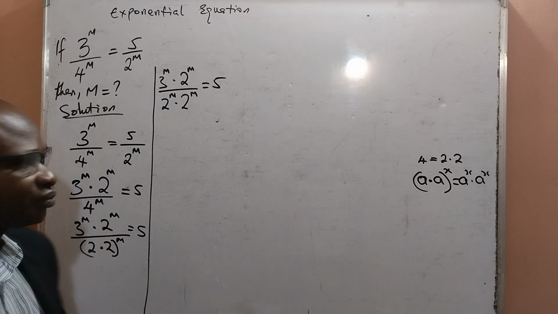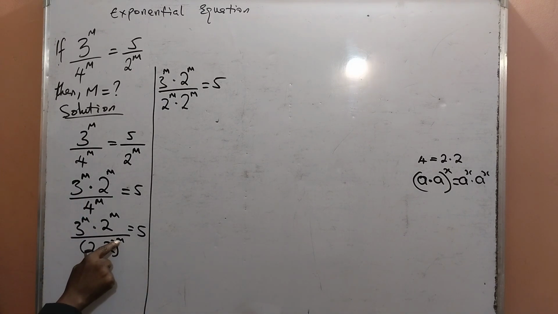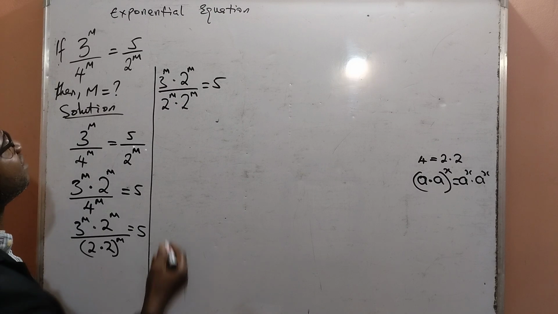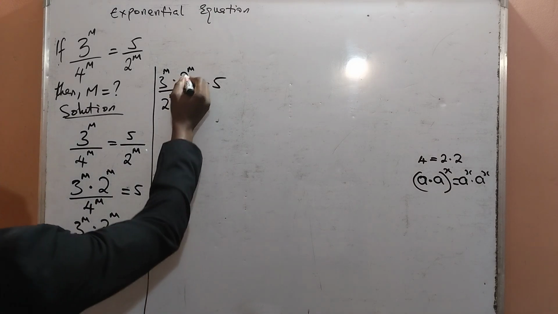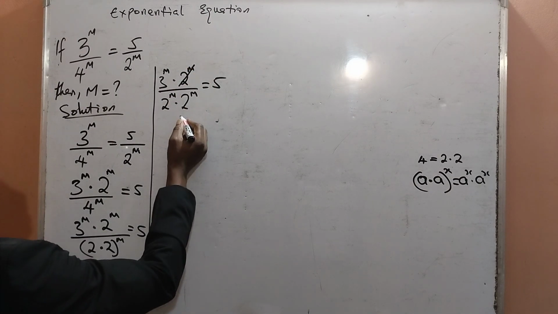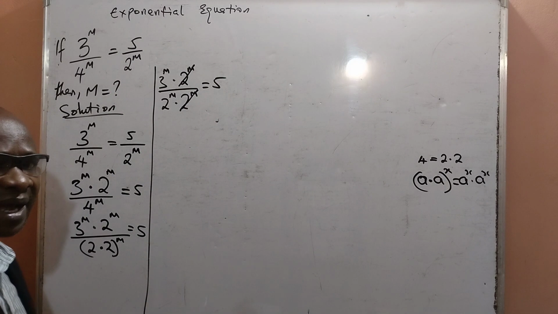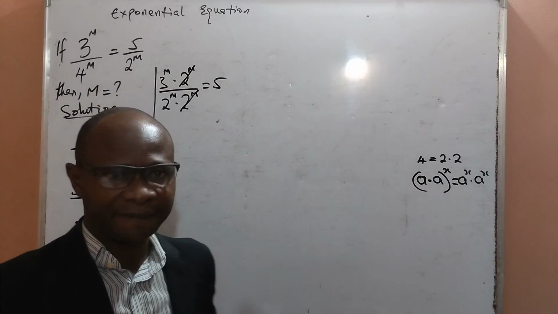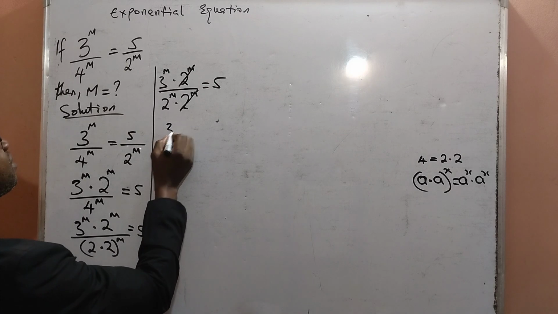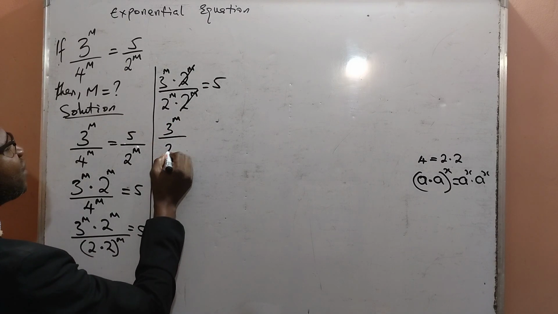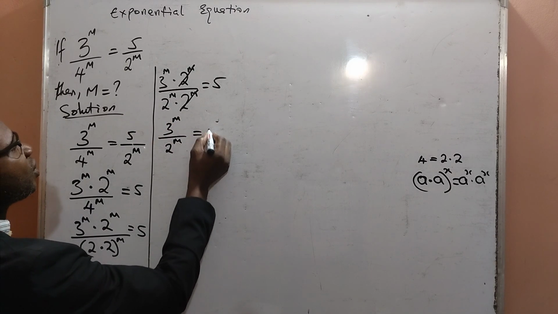Very good. Now I have applied the power m into the bracket and it appears like this. Again, you can agree with me that the numerator has 2 raised to the power m and the denominator has 2 raised to the power m. So both of them can cancel each other, leaving me with 3 raised to the power m all over 2 raised to the power m equal to 5.